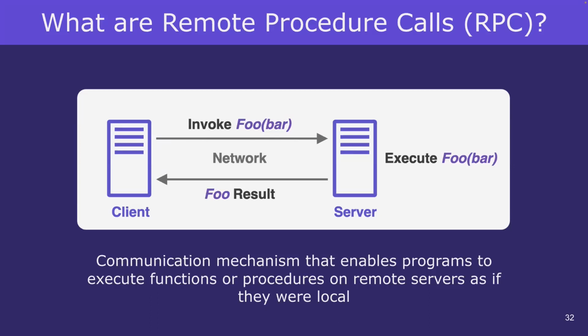In this example, the client is sending a request to the server to invoke the function foo. The server receives this request and executes the function foo and passes in the given argument. The server then returns the result of the function foo back to the client.